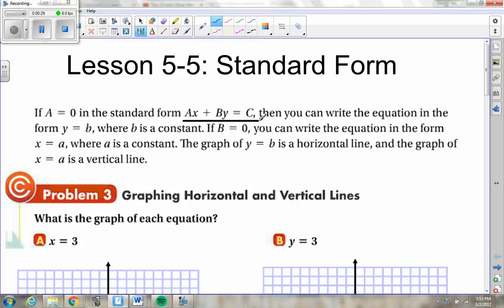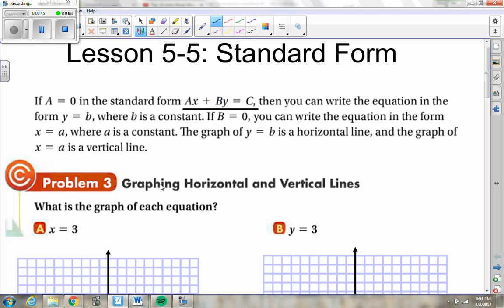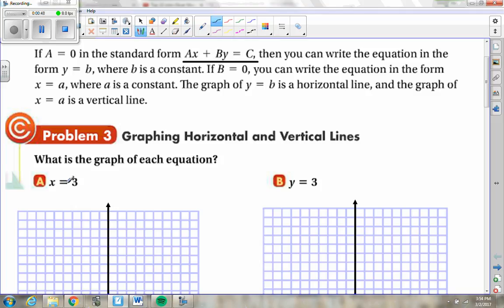Okay. The first thing we have to realize in this section is that when one of these numbers a or b is actually 0, then the equation ends up looking slightly different. For example, you could have an equation that looks like this: x equals 3, which is really saying 1x plus 0y is equal to 3. So it kind of is in standard form, but it's kind of not, because the 0y really isn't there. It really doesn't need to be there. So it's just x equals 3.